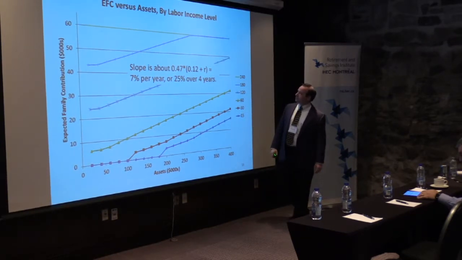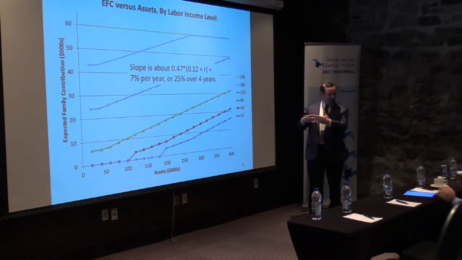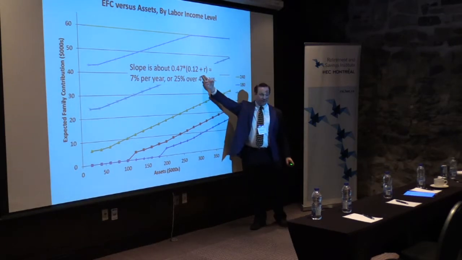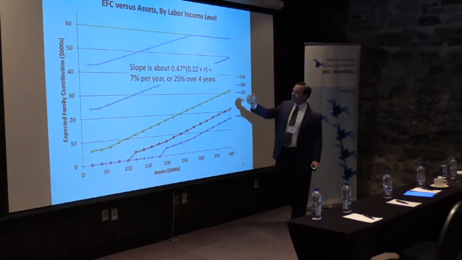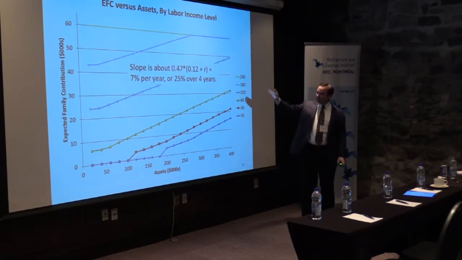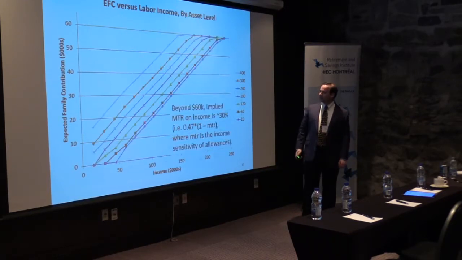And what you can see is that over the range where this is increasing, it's increasing at about 7% per year. Right, because that is basically the 47% times 12% plus whatever you've assumed the rate of return on assets are. That comes in through the income part, but is still attendant to having the assets. So 7% per year for 4 years on the declining balance gives you roughly a 25% implicit tax rate.